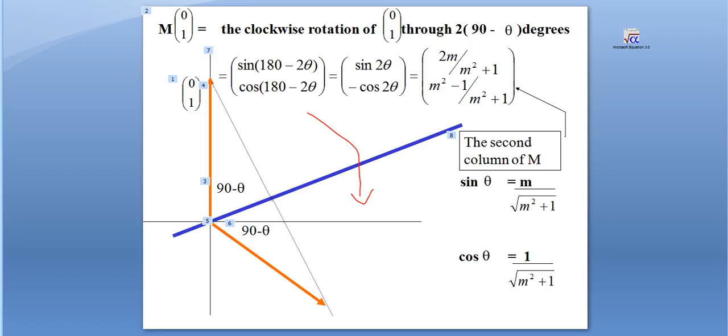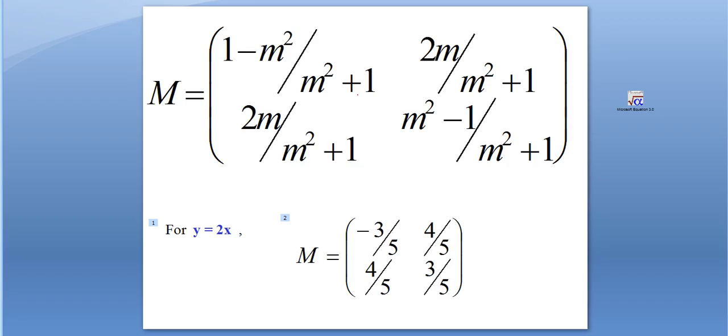So the second column of the matrix, this m is for the matrix, will be sine of theta. So you pick this and put it here, and pick this and put it here, and you're going to get this. Okay, so this is your general formula. Your matrix for the rotation will be 1 minus m squared dividing m squared plus 1, 2m dividing m squared plus 1, 2m dividing m squared plus 1, m squared minus 1 dividing m squared plus 1.